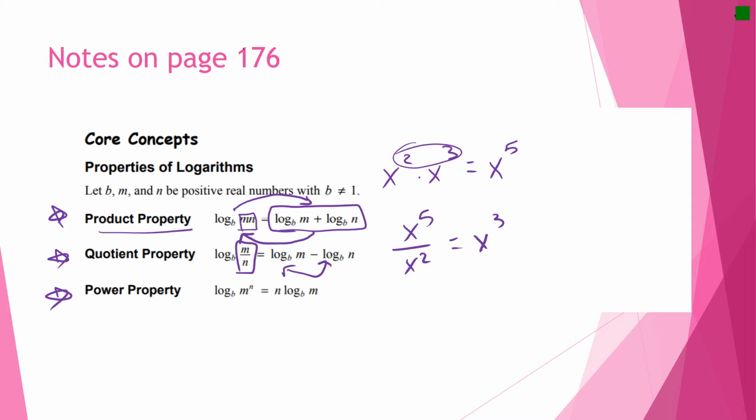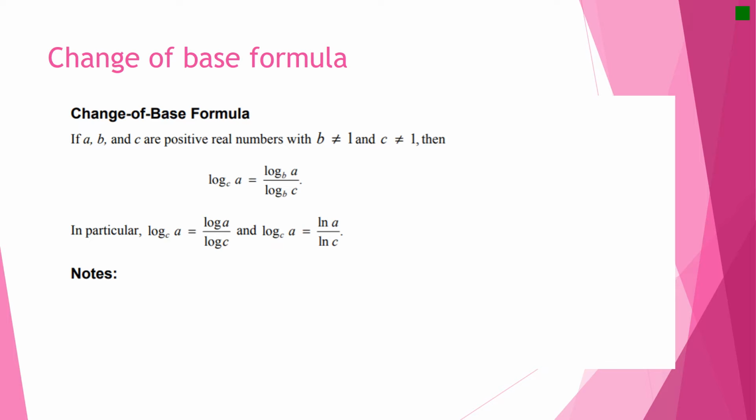The only one that's new would be the power property, and the power property goes like this. If we had something like log base 7 of x to the 10th, the power property just says take that power, the 10, and move it to the front. And that's it. So it's 10 log base 7 of x. So we're going to take all of these properties together and start expanding and condensing. The other thing we're going to be learning today is called the change of base formula.